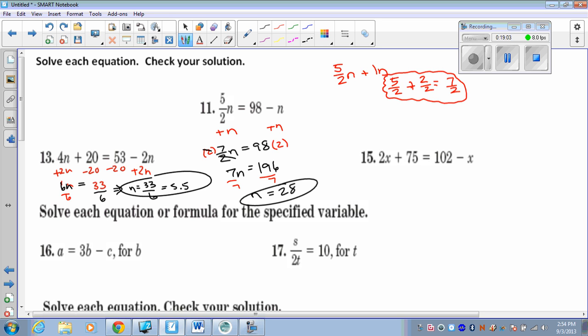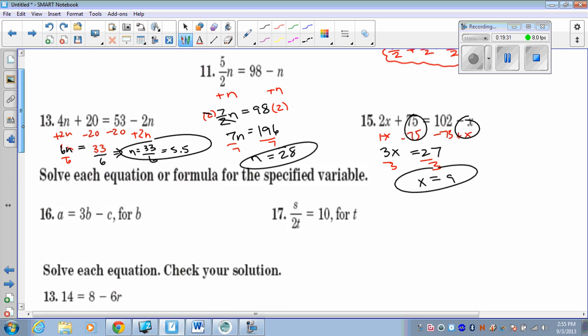This one, the same thing. Combine like terms. You got to add x to both sides. So that cancels out. I end up with 3x over here. And if I subtract 75 from both sides, that cancels out. I end up with 27. Divide by 3. And x ends up equaling 9. Alright.